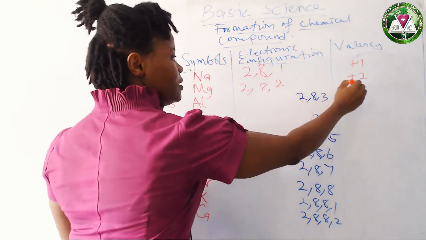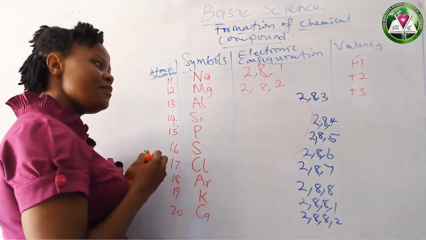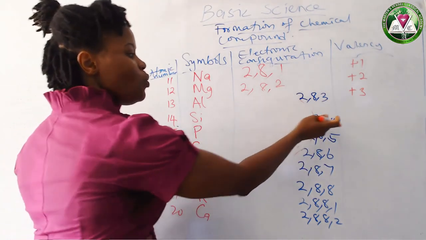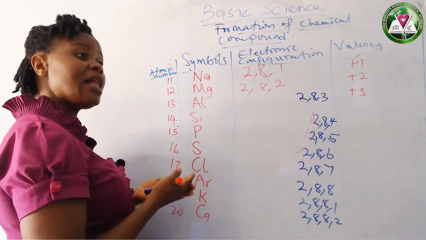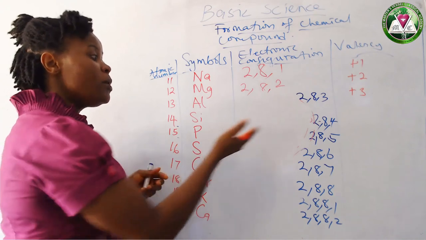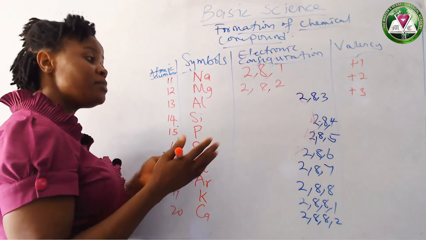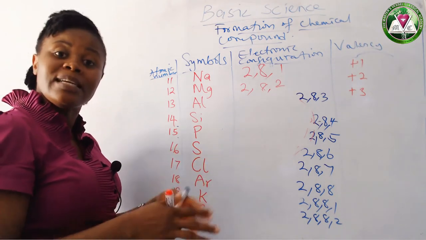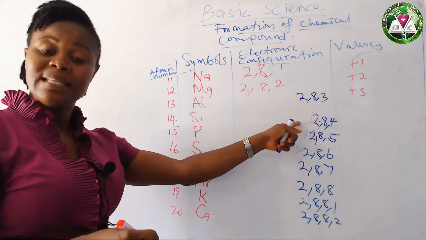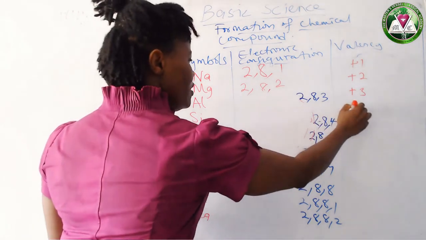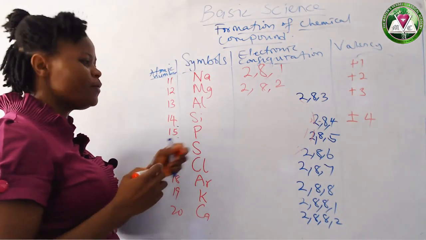This also will give out, plus 3. This one, now will it give out or gain? This one sometimes behaves like a metal, sometimes it behaves like a non-metal. So we call it a metalloid. Why do we refer to it as a metalloid? Because sometimes it behaves like a metal, and sometimes it starts behaving like a non-metal. So silicon is a metalloid. So sometimes it will give out, sometimes it will gain. So you have 4. Now what of phosphorus?